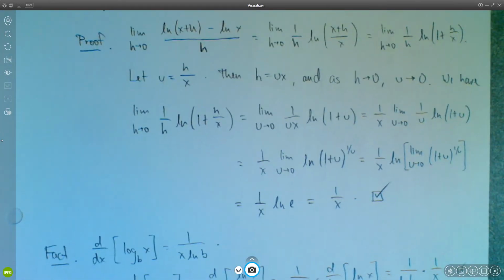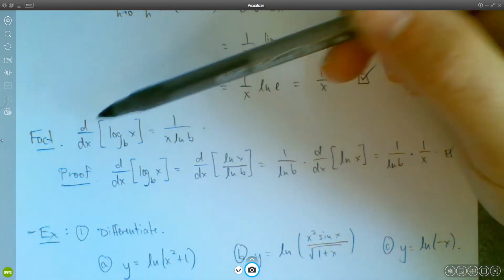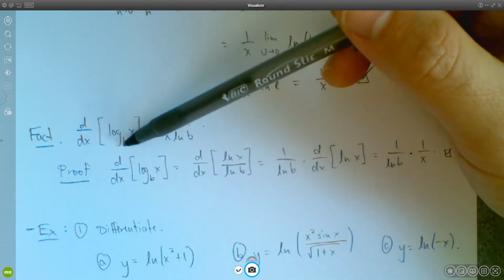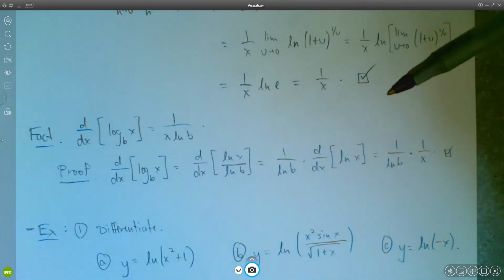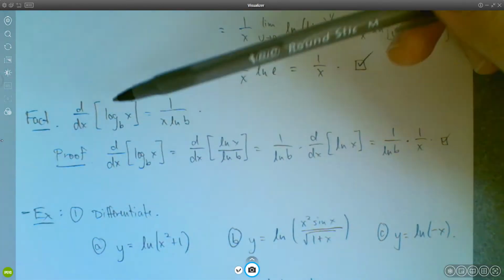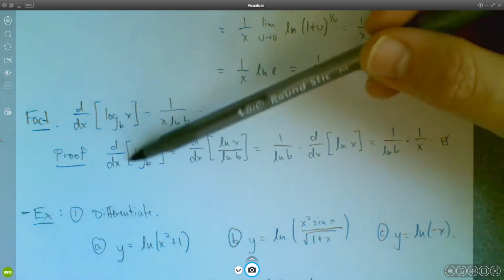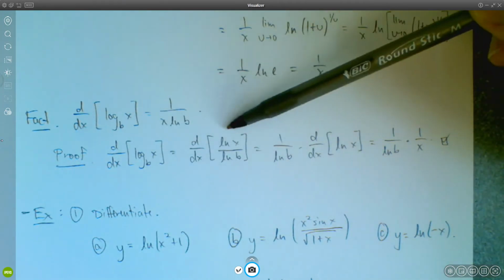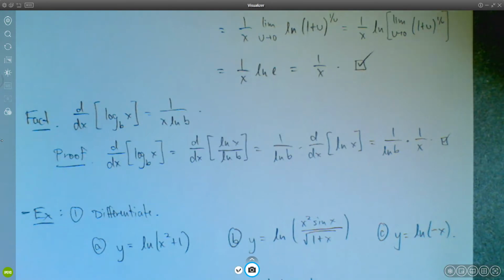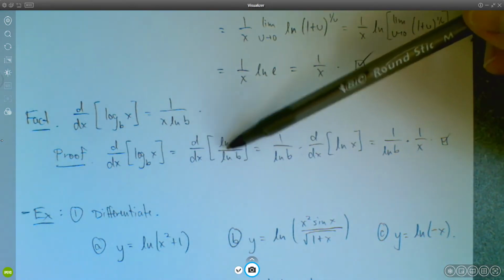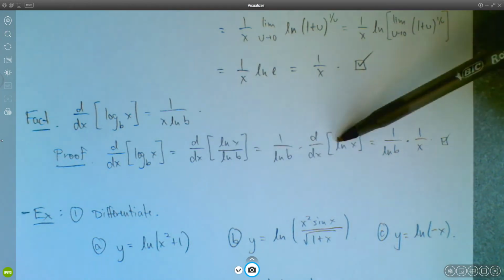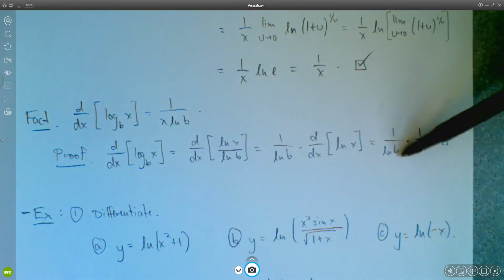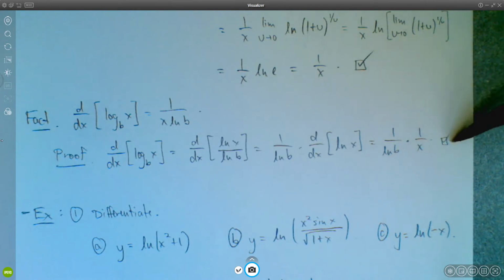As kind of a corollary to that fact, the derivative of any logarithmic function of any base b is going to be 1 over x times natural log of b, okay? And the proof of that just relies on us using a change of base to rewrite log base b of x as natural log of x divided by natural log of b. 1 over natural log of b is just a constant that we can pull out, and then we're just left with the derivative of natural log of x. So this is 1 over natural log of b times 1 over x, which you can put together to get the statement that we had originally.